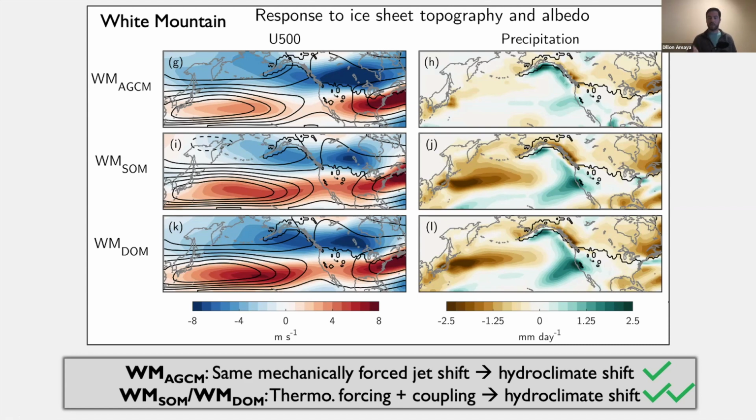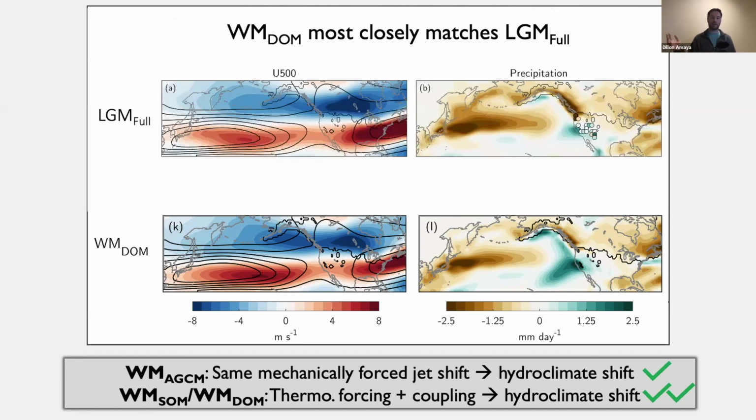Not only is it the signal that we might expect from proxy reconstructions, but it's also in a much more realistic setting where you have a fully dynamical coupled ocean. And when we compare back to our large-scale LGM full simulation, you can see that the White Mountain dynamical ocean model simulation compares really well. So even in the full gauntlet of boundary conditions that you could change for the LGM, most of the shift that we're seeing in the atmospheric circulation and in the hydroclimate is coming from a tall, bright ice sheet. So the ice sheet forcing, basically.